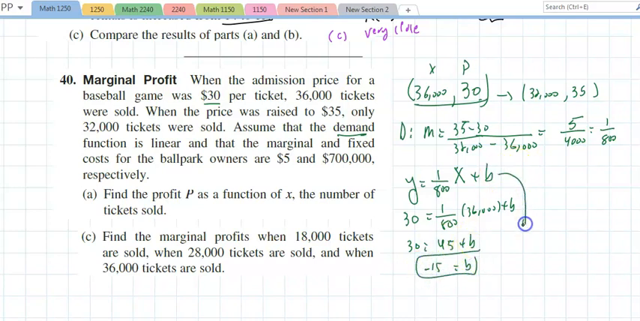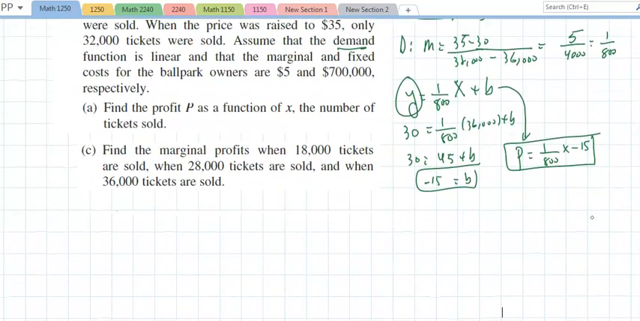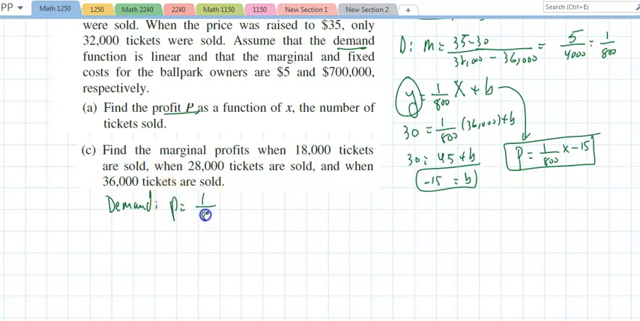So my equation becomes p is the price. I used y, I'm so used to y. P, the price, is 1 over 800x minus 15. So, find the profit function. I just got the demand function. The demand function states the price is 1 over 800x minus 15.